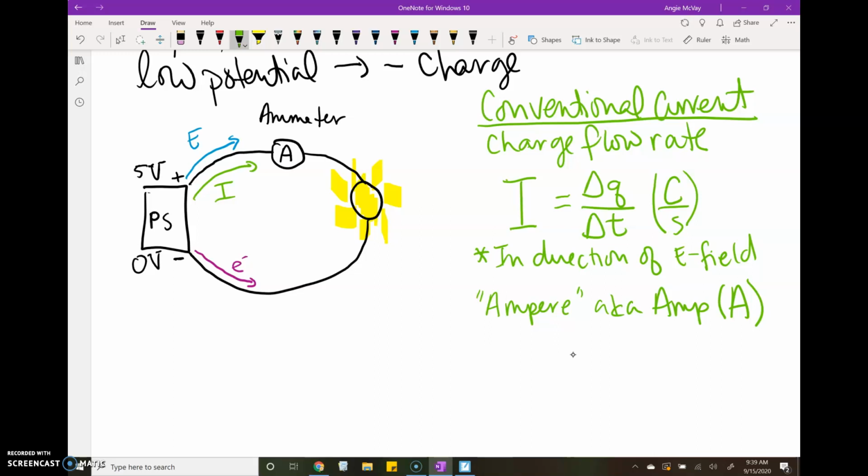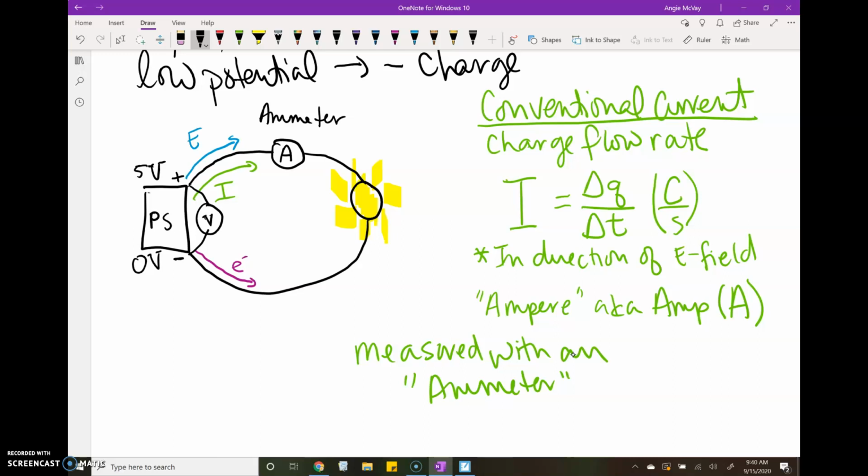Current is measured with an ammeter. Again, don't say amp meter, it's an ammeter, right? And if you want to do some measuring, you measure the current, read on the ammeter. You could find the potential difference across a power supply by connecting a voltmeter to the positive end and the negative end.